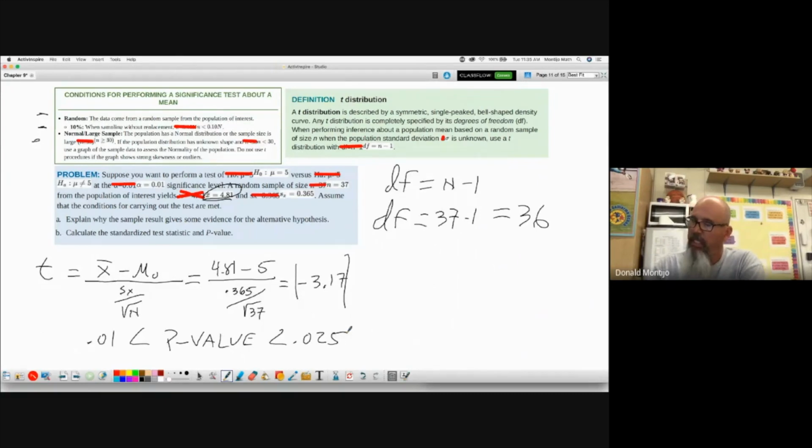Oh, that's a pretty small p-value, somewhere between 0.01 and 0.025. Therefore, this data would be statistically significant at the 5% alpha level. Let's use our calculator to do this test statistic and p-value.